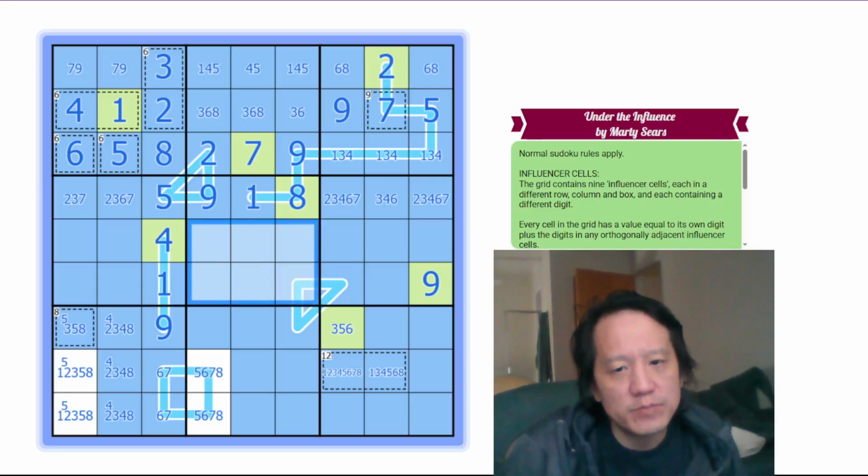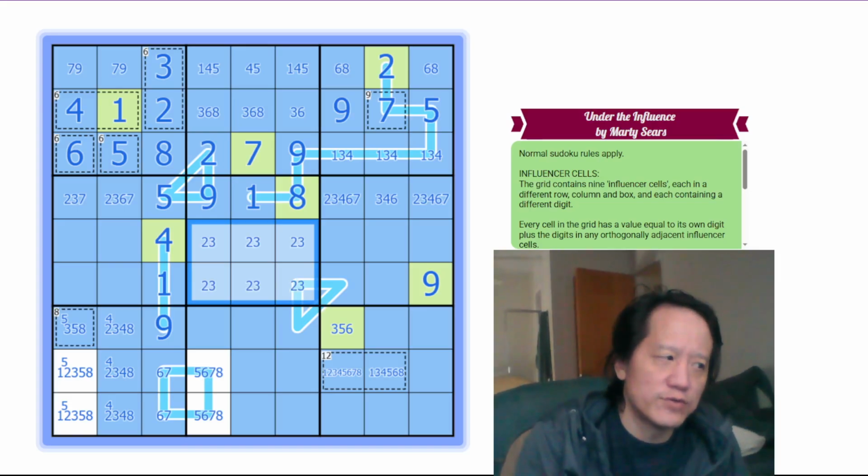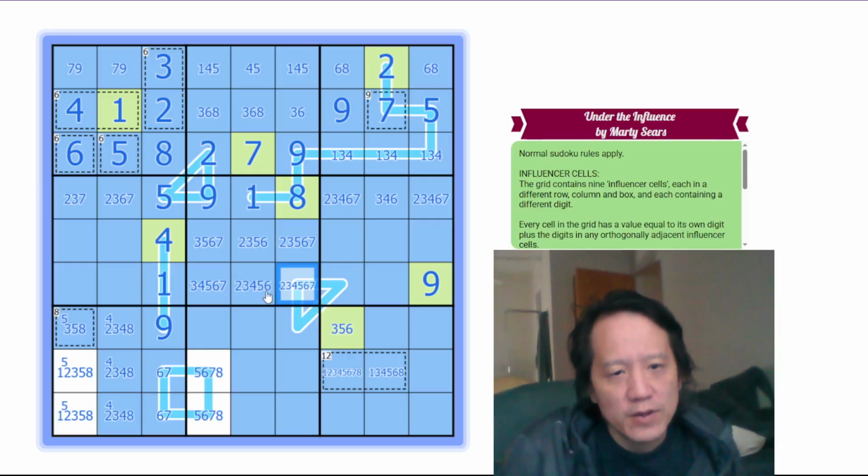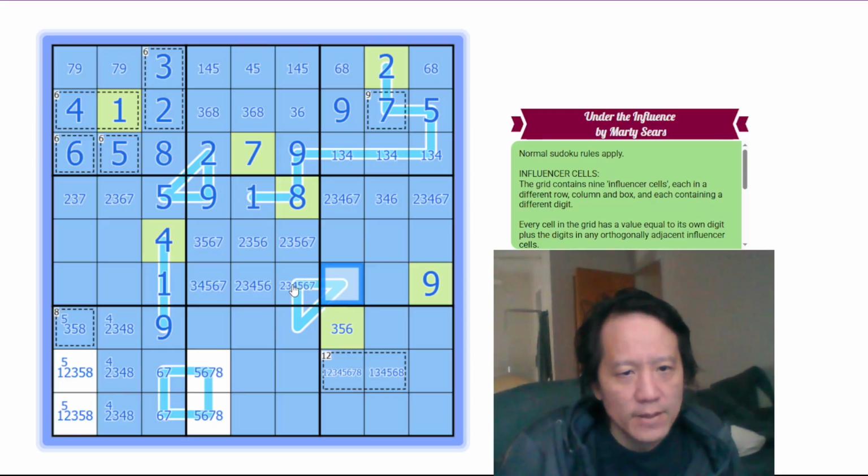Remaining digits in box 5. We have 2, 3, 4, 5, 6, 7. Obviously, none of these could be 4. These can't be 7, and this can't be 2. So this digit must be equal to the sum of these two. Well, this can't be 1. So this is 7. Okay.